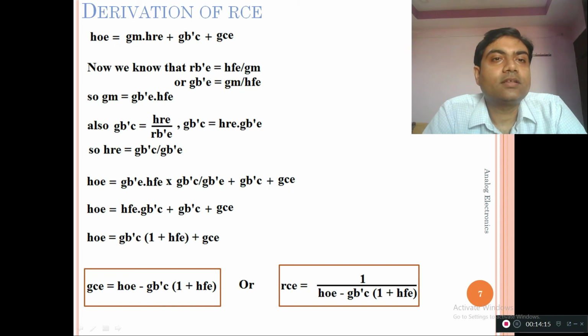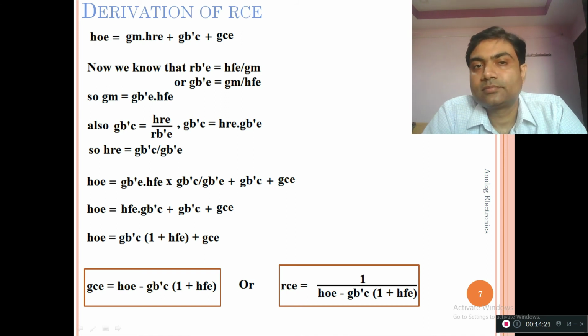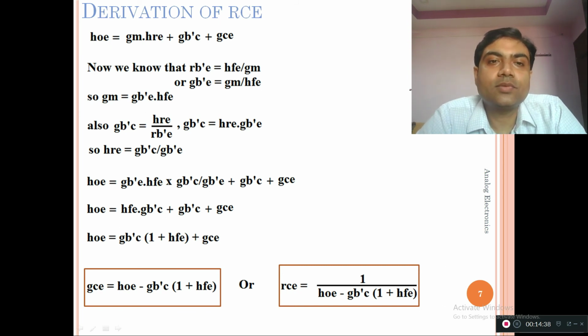How? Like this. We know that RB'E equals HFE upon GM. So GB'E can be written as GM upon HFE. What is GB'E? GB'E is nothing but conductance. Resistance and conductance are opposite. So I can replace the value of GM as GB'E into HFE. So you can replace this value GM as GB'E into HFE in this equation.